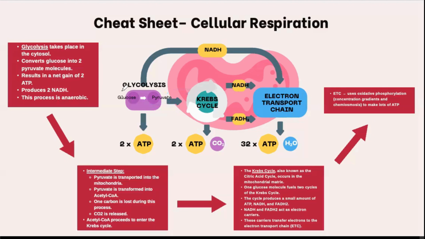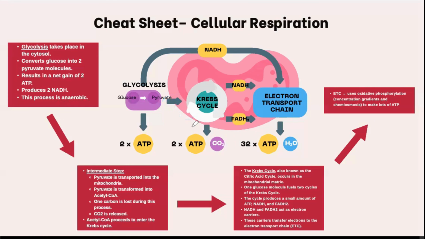Remember, glycolysis is taking place in the cytosol, and that pyruvate is in the cytosol, but it needs to transfer over into the mitochondria. The only way that it could do that is by transforming pyruvate into what's called acetyl CoA. The acetyl CoA production makes the carbon dioxide, or CO2, release. So there is a CO2 that's released in this intermediate step. The acetyl CoA that's produced then leads to the Krebs cycle.